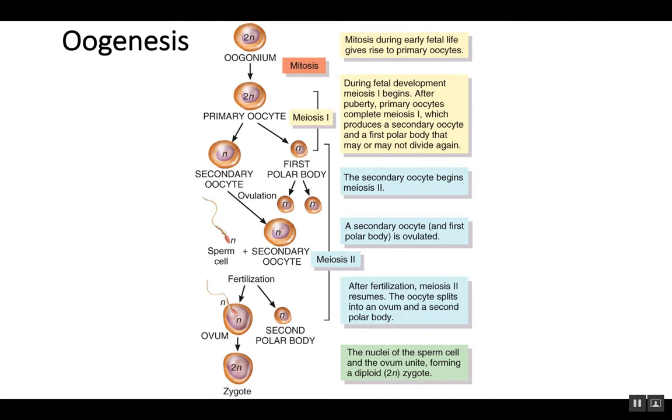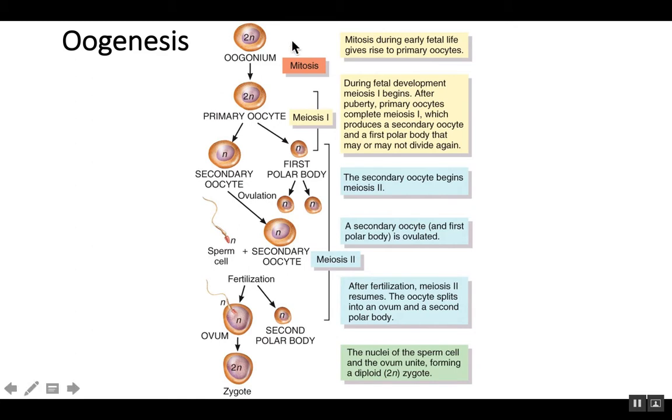Another difference is this process actually doesn't complete unless fertilization occurs. Fertilization has to occur during meiosis 2. If the sperm is not here, we never get a completed meiosis 2. There's no point if the sperm isn't there.